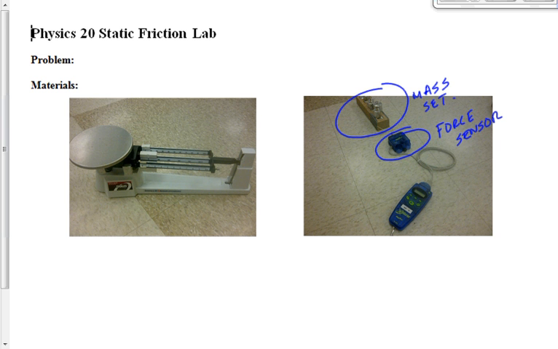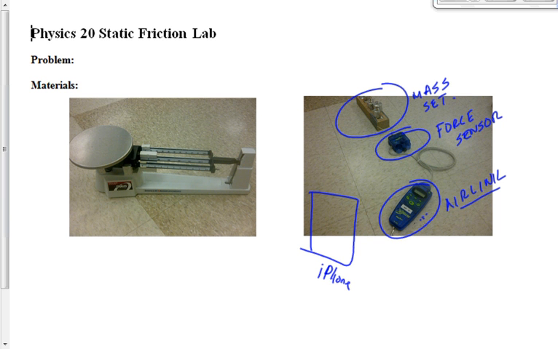Now, that force sensor is going to be connected to your AirLink apparatus. And remember that this is an older version of the AirLink. Okay, it's essentially the same thing. It just looks a little bit different than the one that you see up on the board right now. That AirLink will be connected to your iPhone, and your iPhone is going to be what ultimately collects the data.